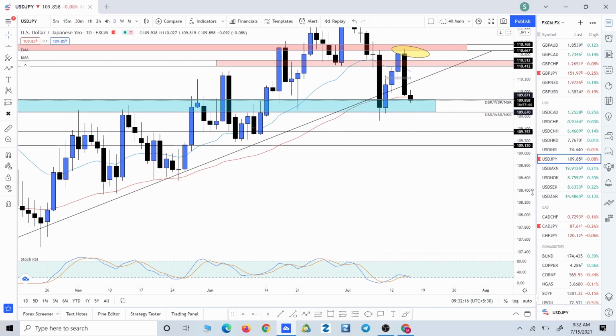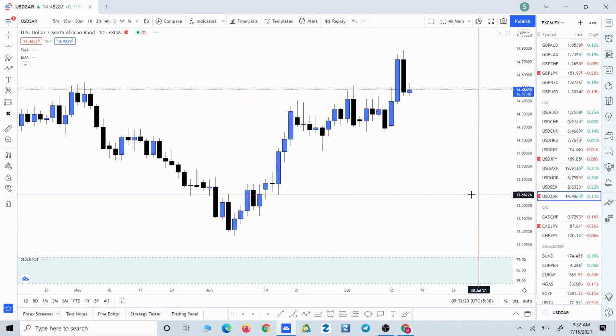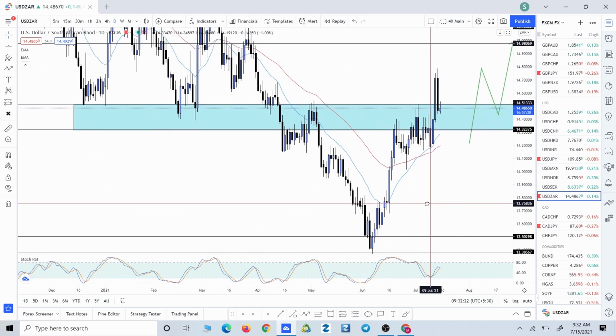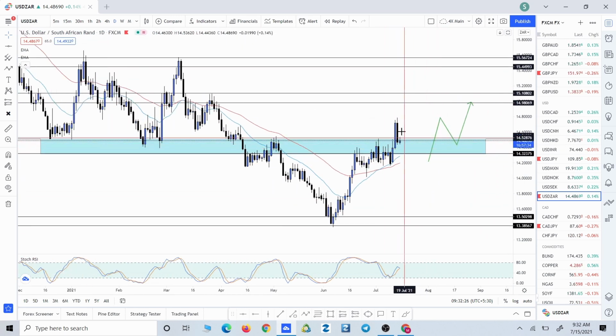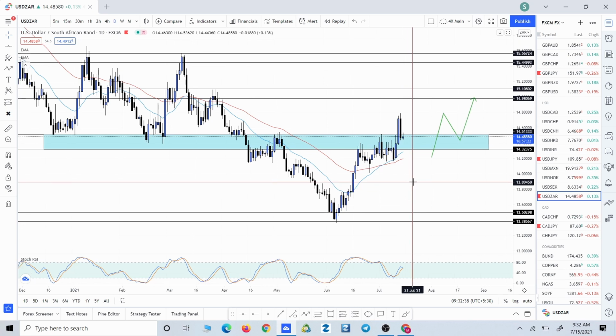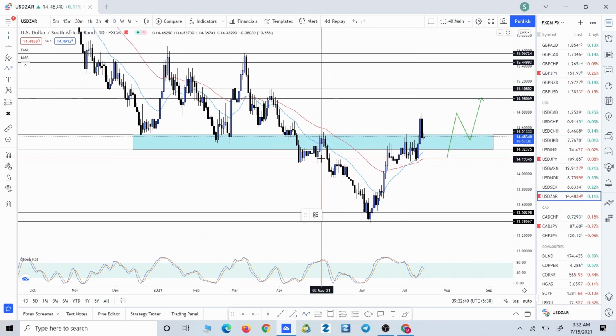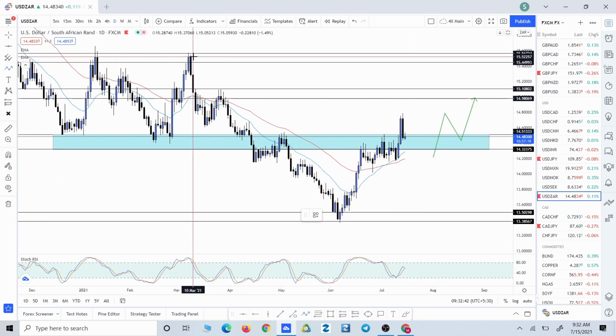Next pair is going to be USDZAR. So let's talk about the USDZAR, guys. As I mentioned in yesterday's videos as well, we were waiting for the price to retrace back to this green zone, and the price is currently in the green zone. So we can look for any kind of long opportunity if we see any trading setup on the lower time frame.